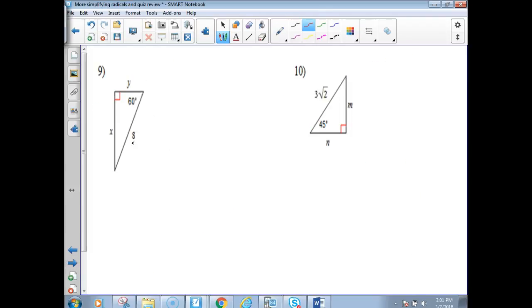All right, number 9, you have a 30, 60, 90, and that's the hypotenuse. So the short leg, if you're given the hypotenuse, you divide it by 2. So y is going to be 4, and then the short leg times the square root of 3 would give you the long leg. So x is 4 square roots of 3. This is a 45, 45, 90, and now we've got the hypotenuse, and it has a square root of 2 on it. So it says to take it off, and that means the legs are both 3.